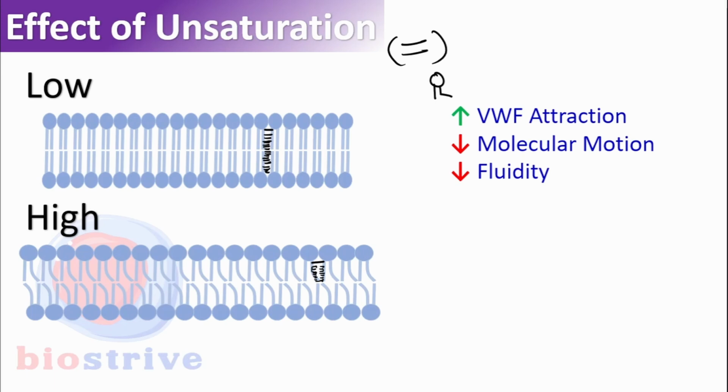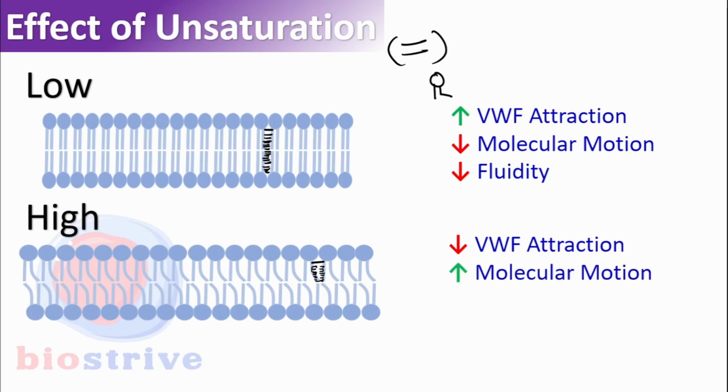We have lower fluidity. In contrast, we have lower attractive forces due to this kink present due to unsaturated double bonds. We have more molecular motion due to this kink because the distance between fatty acyl chains increases. We have more fluidity and more permeability as well.